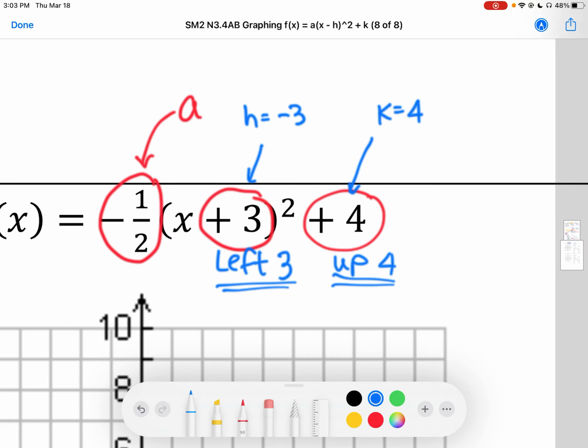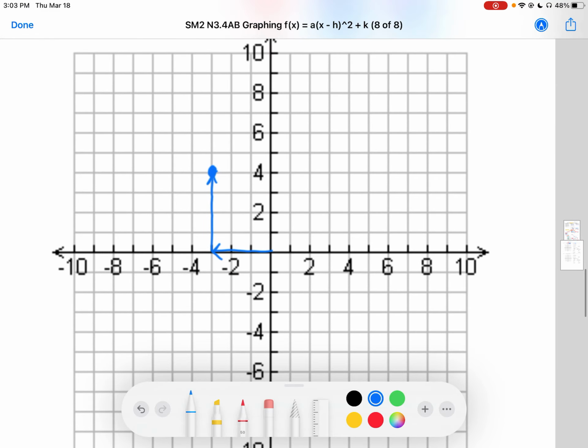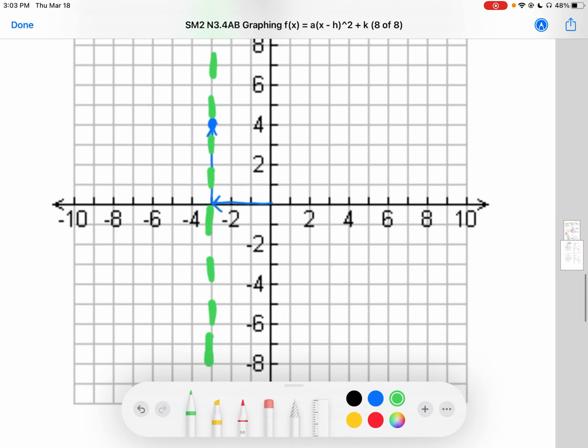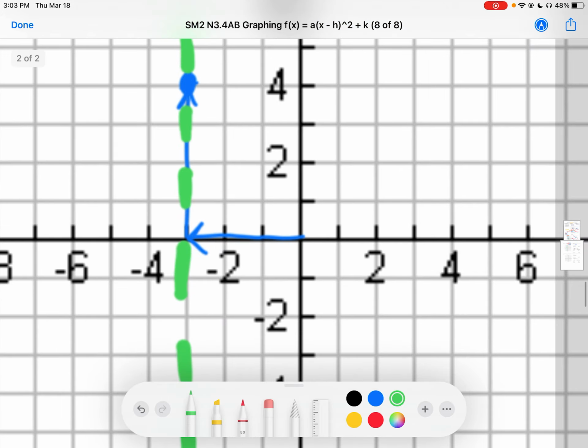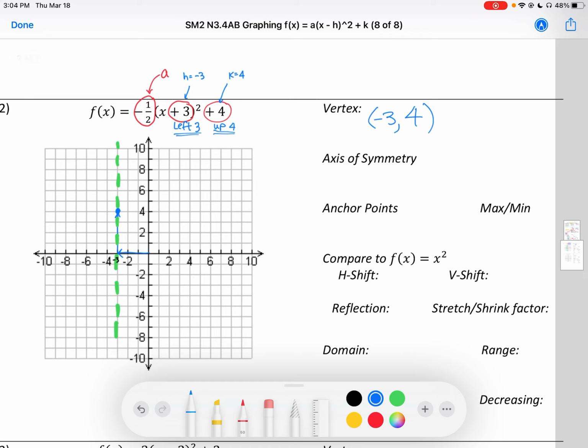All right. Okay, so we've got our vertex. What's our axis of symmetry? Well, our axis of symmetry always goes through the vertex. It's going to go right here. Remember, my graph is going to be a mirror image across that. And that happens right here at -3, right? That's what this spot is on the x-axis. So it's going to be x equals -3. And notice how these always match. Now let's do our anchor points.